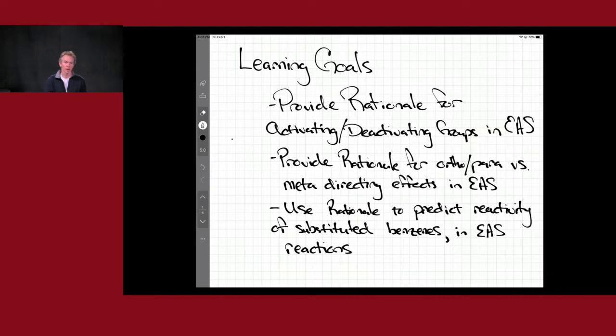So when we're able to look at the structure of a starting material, recognize that it's undergoing electrophilic aromatic substitution, and then make predictions about how fast that reaction should be relative to benzene, and where the incoming group should go on the aromatic. Okay, so with that, let's get started.